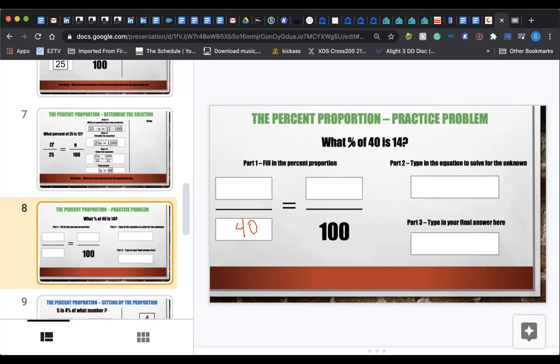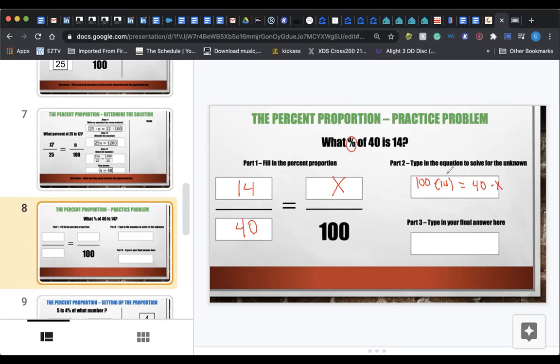And I'm looking for my percent, because it says what percent, right? So I can put an X here. So that means that 14 has to go here, right? When I cross multiply, it's going to be 100 times 14 is equal to 40 times X.